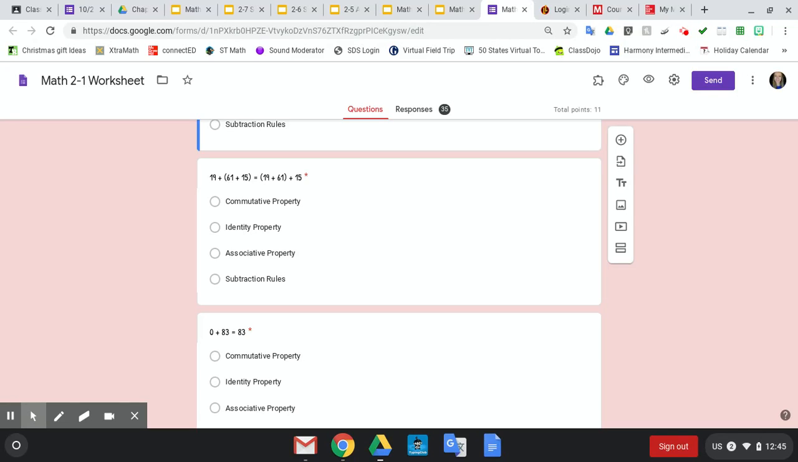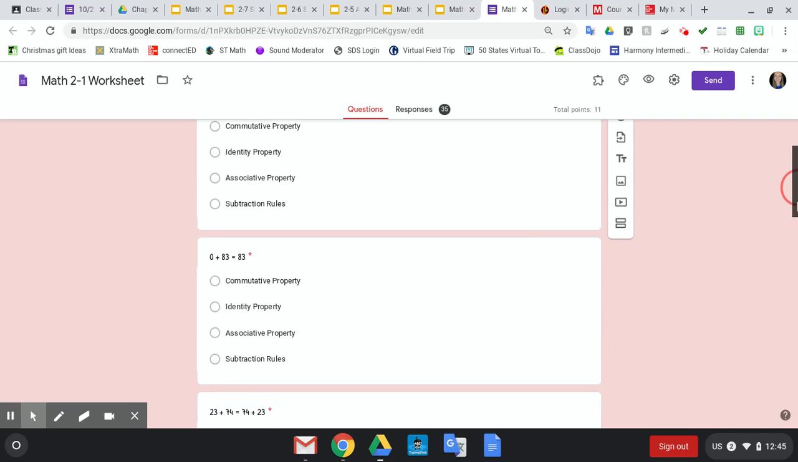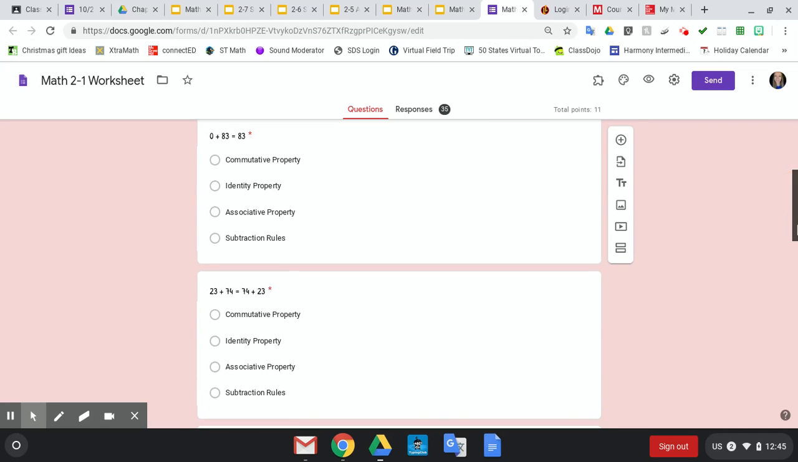The next problem that we're looking at here shows us some parentheses. I'm seeing 19 plus 61 plus 15 equals 19 plus 61 plus 15. The order didn't change, but the groupings did. The first grouping is 61 plus 15, and the second one is 19 and 61. We're adding all the same numbers together on both sides, though, so this is the associative property. Associative uses parentheses for groupings.